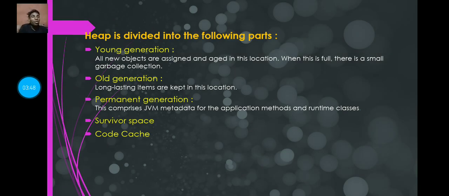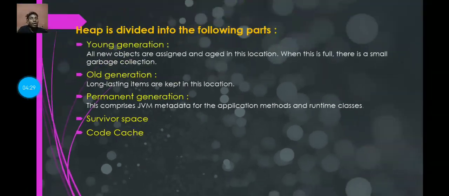Heap is divided into the following parts: young generation, old generation, permanent generation, survivor space, and code cache. Now we'll see the young generation: all new objects are assigned and aged in this location. When this is full, there is a minor garbage collection. Old generation: long lasting items are kept in this location. Permanent generation: this holds JVM metadata for the applications, methods, and runtime classes. Then survivor space and code cache.